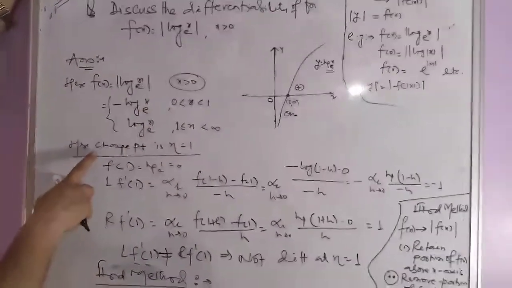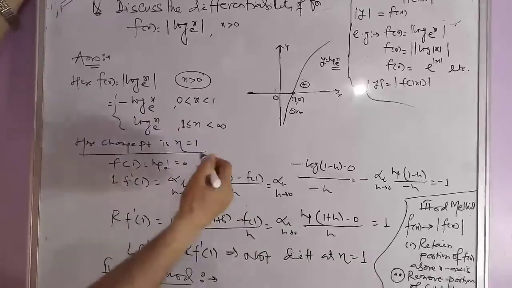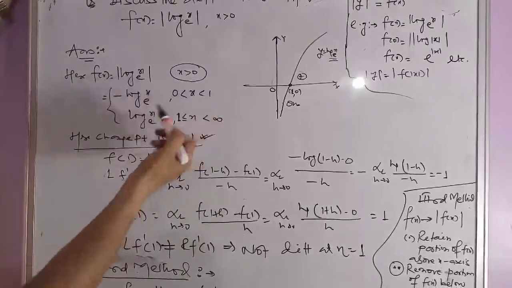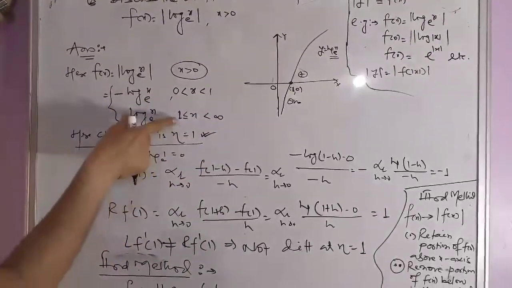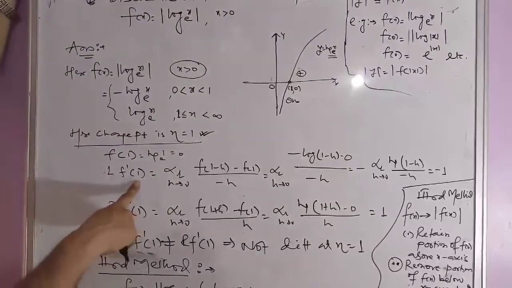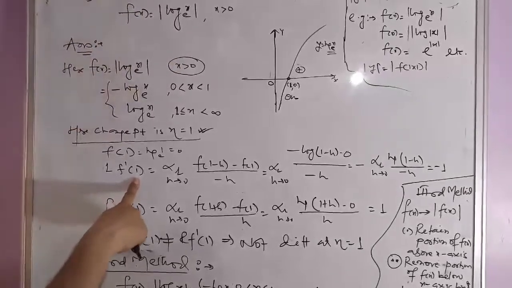Here the change point is x equal to 1. We have only one change point, x equal to 1. So f(1) from this definition is log 1, which is 0. Left hand limit at 1, x less than 1, f(x) equal to minus log x to the base e.